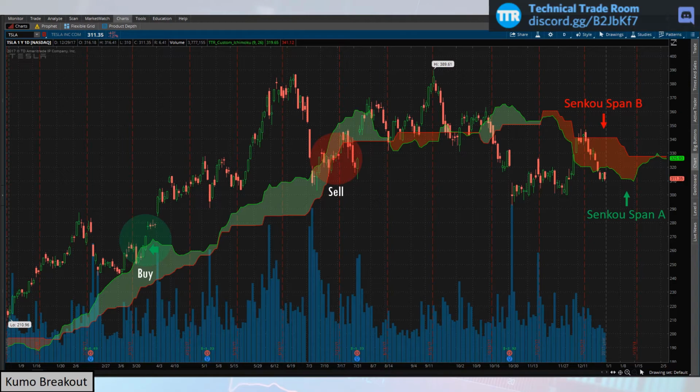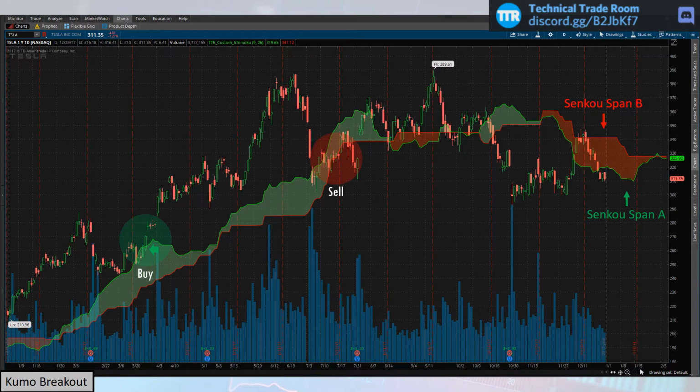So in closing, when the price opens inside of the Kumo, then crosses and closes above the top of the Kumo, this is a buy signal. When the price opens inside of the Kumo, then crosses and closes below the bottom of the Kumo, this is a sell signal.